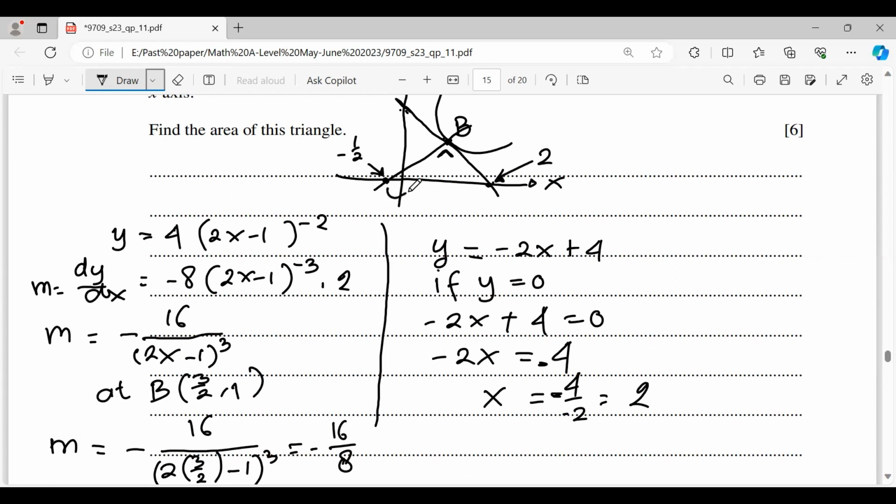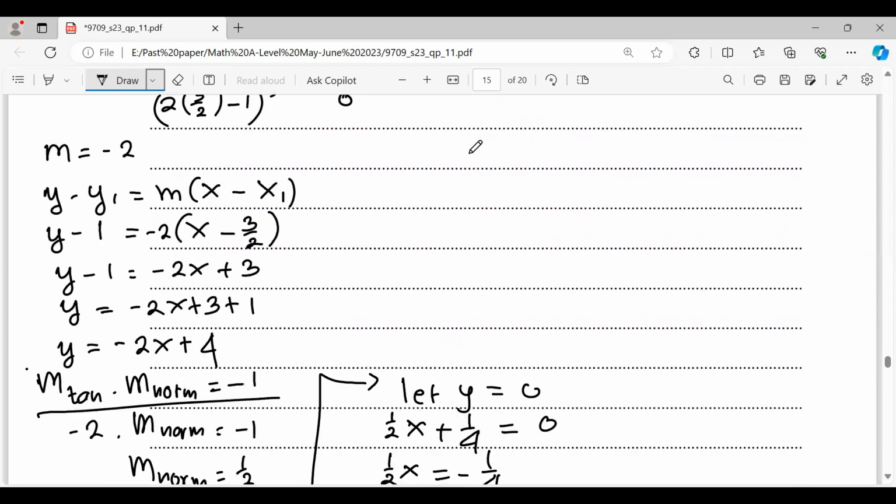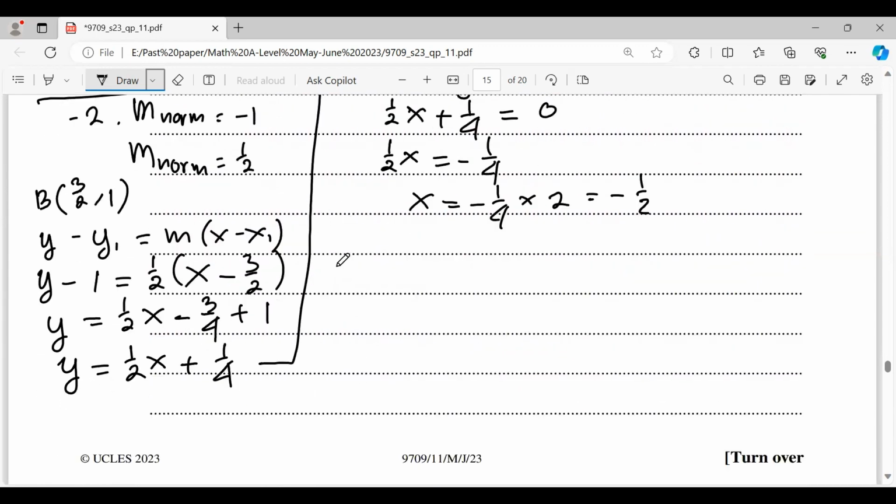It means that the base of this triangle is 2 plus 0.5, so 2.5. While the height is 1. Okay, it means this is 1. So the area of the triangle is 1/2 times base times height. 1/2 times base 2.5 times height 1. So it is 5/4.